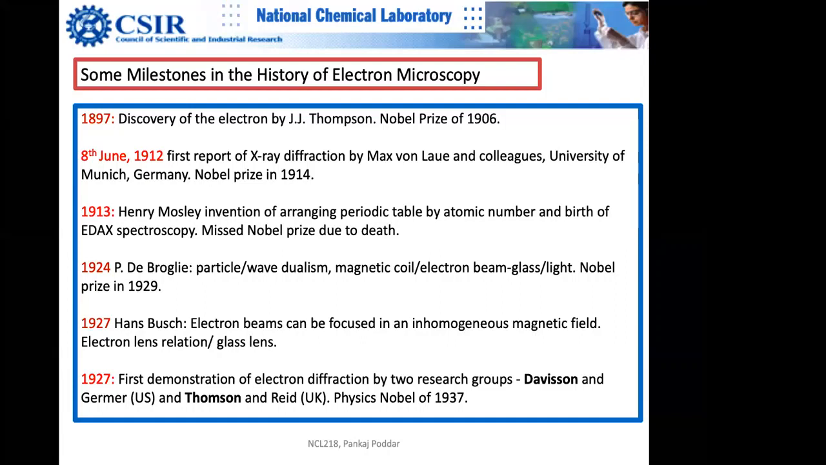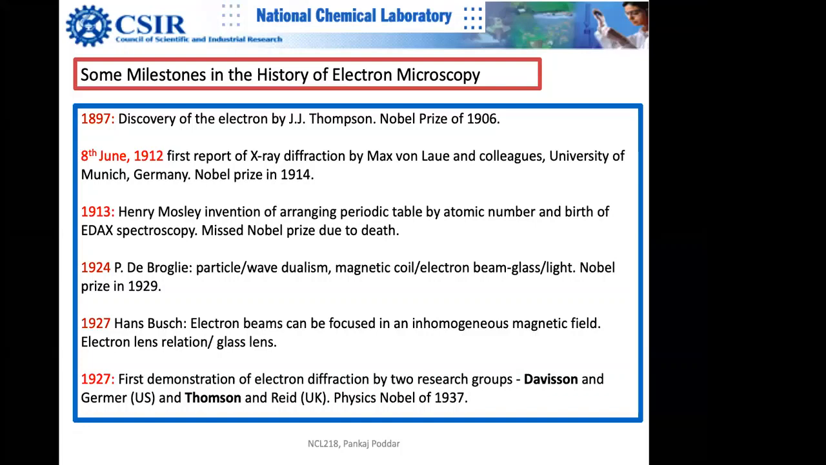Then Davisson, Germer, and Thomson and Reid, one a British group, another an American group, proved that yes, electrons can also diffract. So it is said that Father Thomson got the Nobel Prize to prove that electrons behave as a particle, and the son got the Nobel Prize to show that electrons behave as a wave. So that was another contribution.